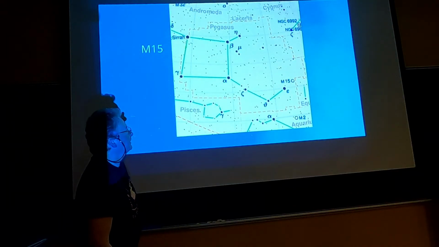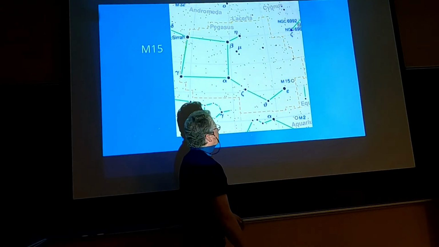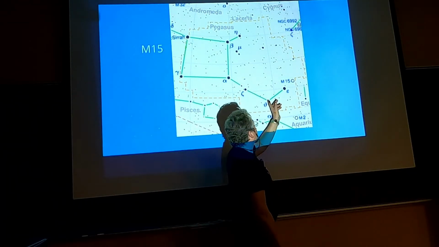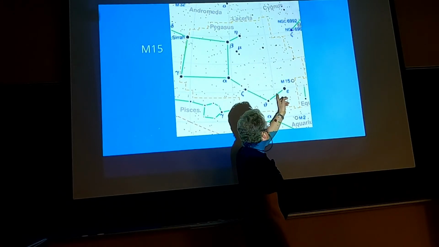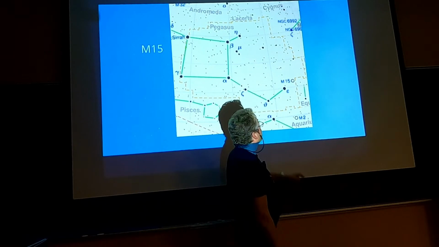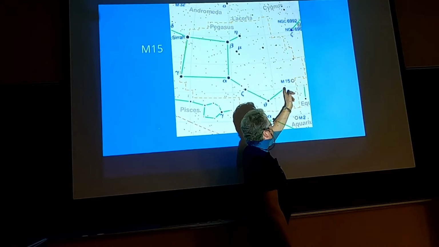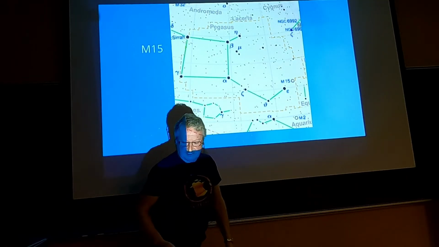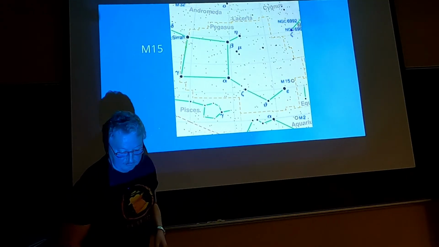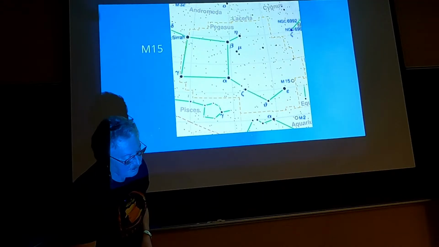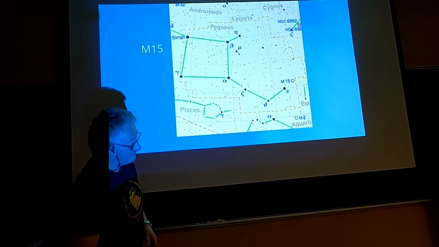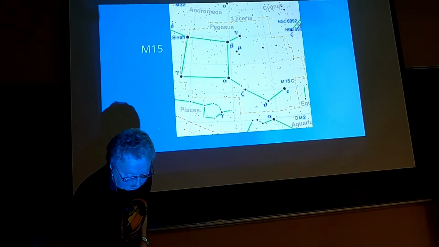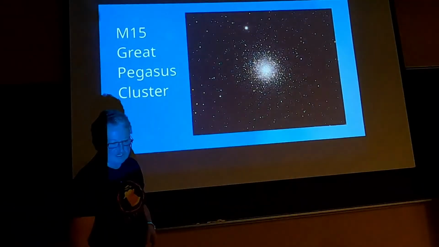Okay, so our first target's M15, and that's pretty easy. You're going to come off of theta over to epsilon, and then you're going to go about half that distance, which is about 4 degrees over to M15. You'll also notice when you're going out there with your binoculars, there's a bright star right beside it. Makes it an easy one to find. M15, the great Pegasus cluster, is a really bright object, easy in the binoculars.